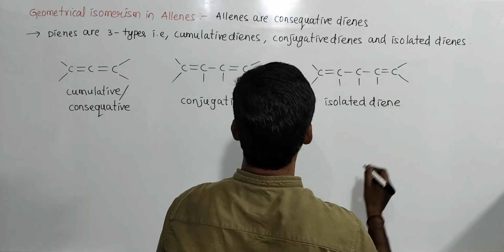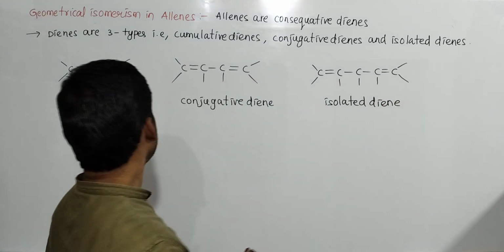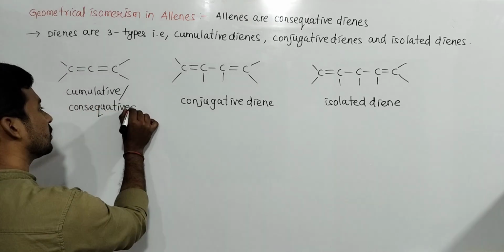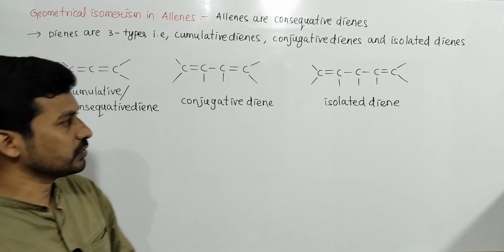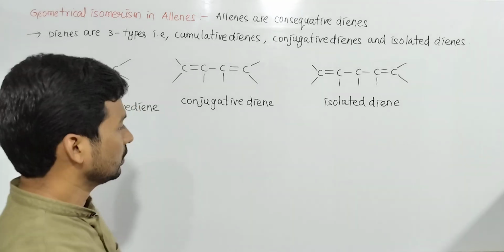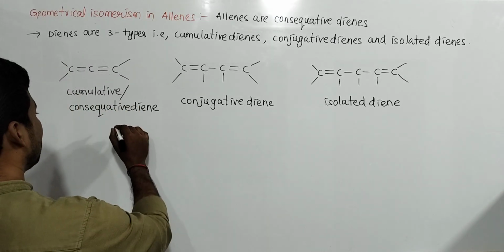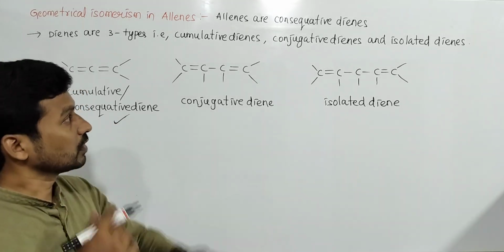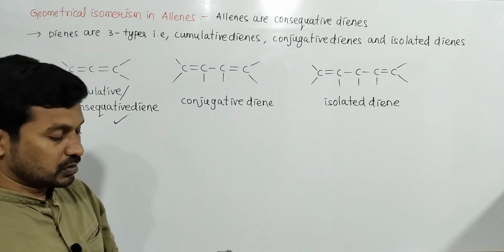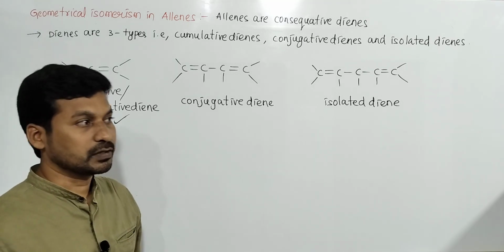Thus dienes are how many types? Three types. Cumulative diene, also called consecutive diene. Second one, conjugated diene. Third one, isolated diene. Now I am talking about this one. Cumulative dienes or consecutive dienes are called allenes. So allenes show geometrical isomerism.